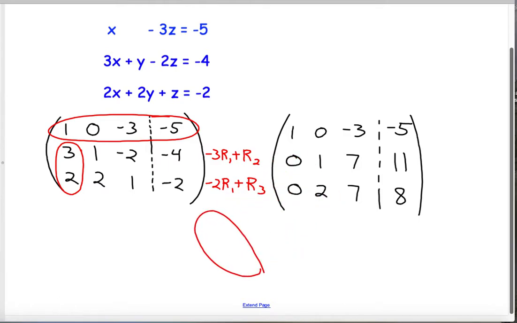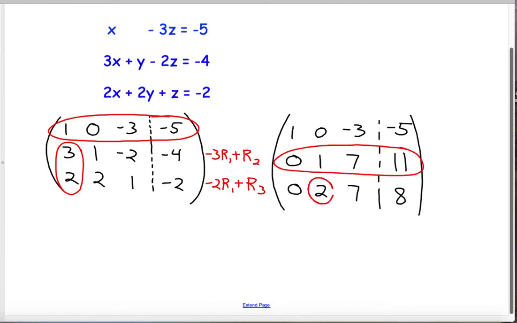So now what I don't want to do here is use the first row anymore to modify the second or third row, because if I do that, the numbers in that first column are not going to be 0 anymore. So I'm done using the first row. Now I'm moving on to the second row, and I'm going to use the second row to get zeros underneath it in the second column.